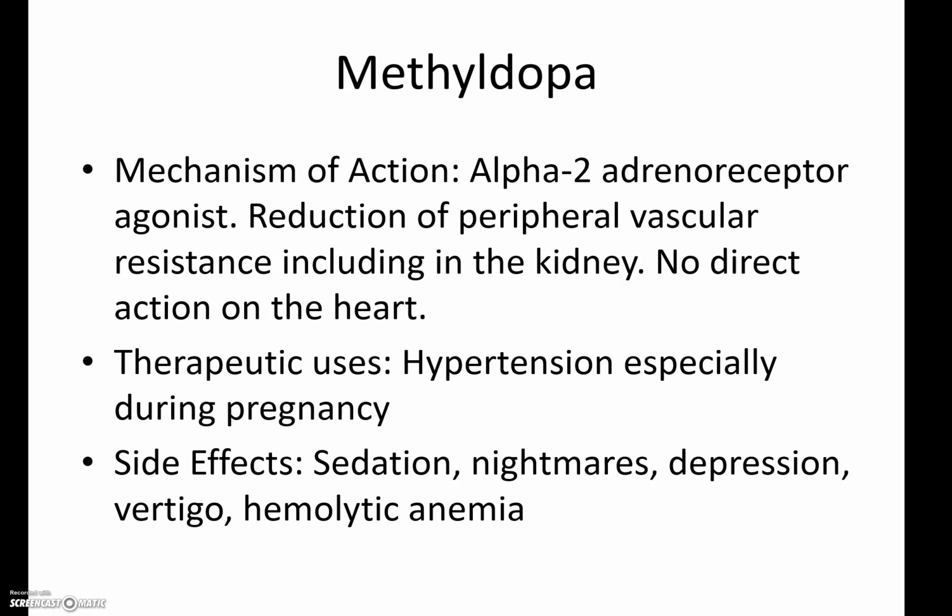Methyldopa is obviously one of these types of alpha-2 agonists that you're commonly going to see. Therapeutic uses for methyldopa include hypertension, especially during pregnancy. You're typically not going to use it as a monotherapy. You might use it as an add-on therapy if your ACEs, your ARBs, your diuretics aren't working in hypertension. But primarily you're going to be using methyldopa and alpha-2 agonists for pregnancy-related hypertension. The side effects of methyldopa include sedation, nightmares, depression, vertigo, and hemolytic anemia.